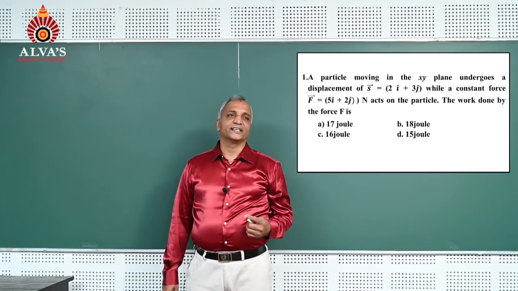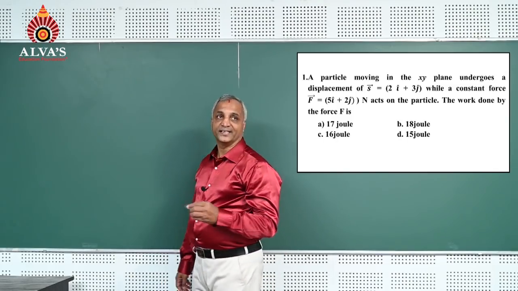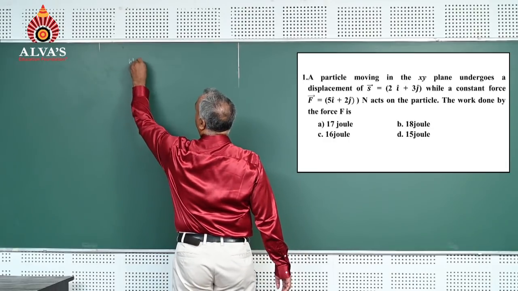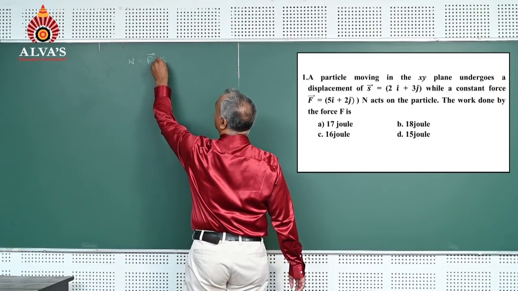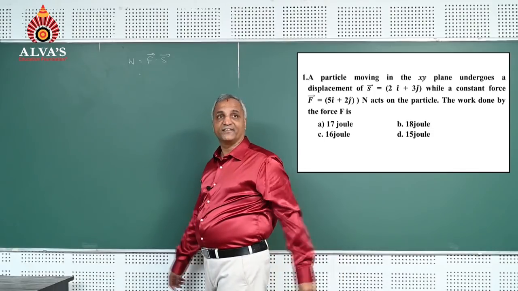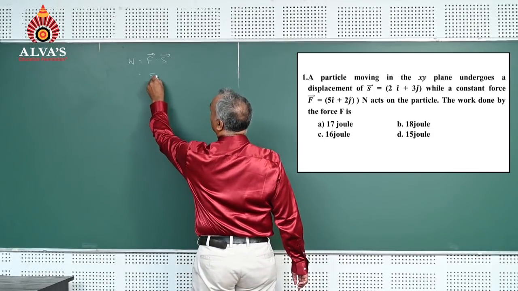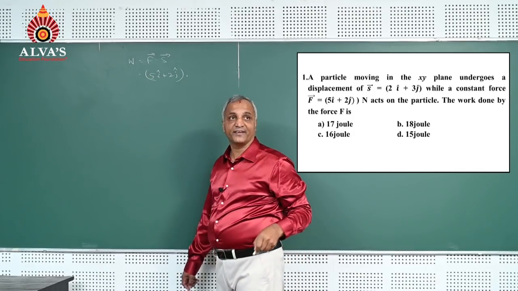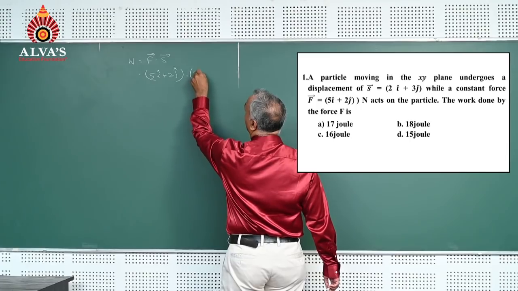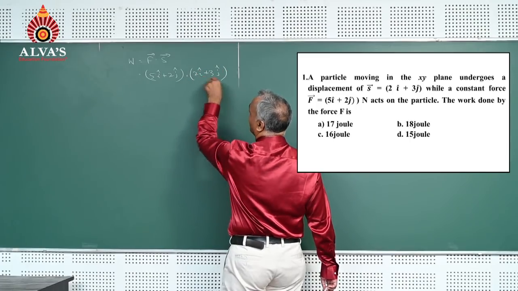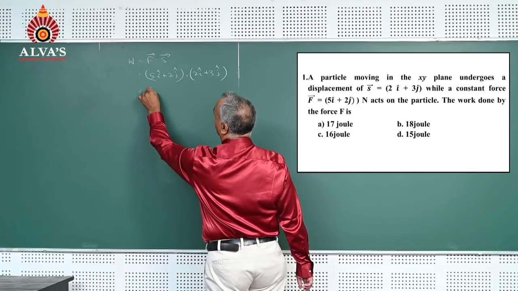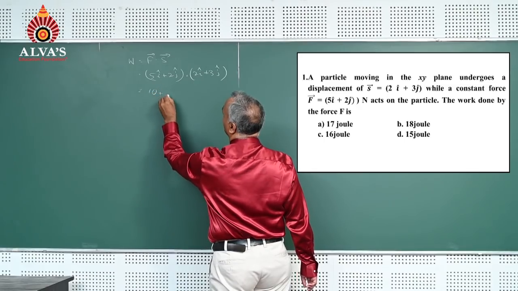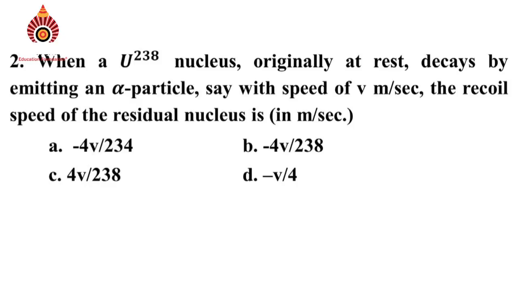We know that work done is nothing but the dot product of F and S. So I can write W is equal to F dot S, and in that F is given as 5i cap plus 2j cap, dot S, which is given as 2i cap plus 3j cap. If you take the dot product, I get 5 into 2, 10, plus 3 into 2, 6. So work done will be 16 joules. So I'll go for option C.